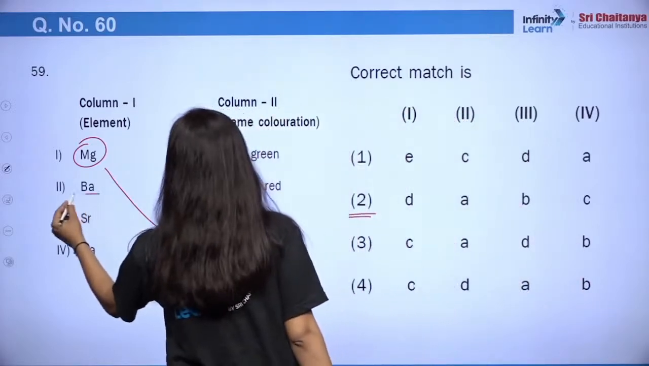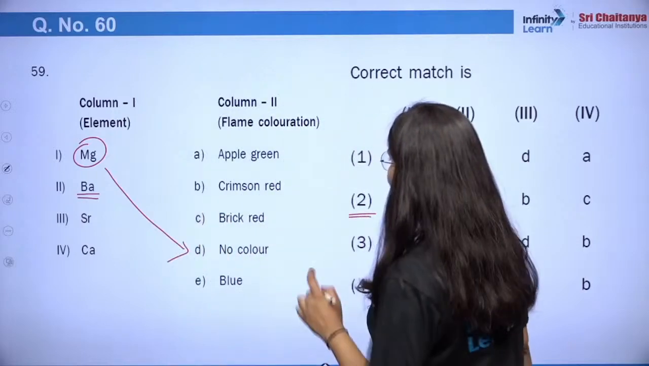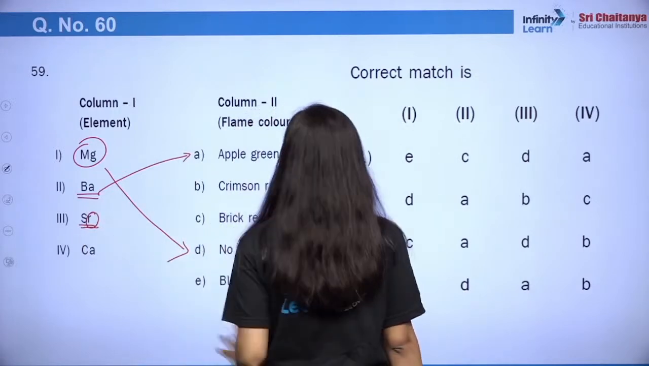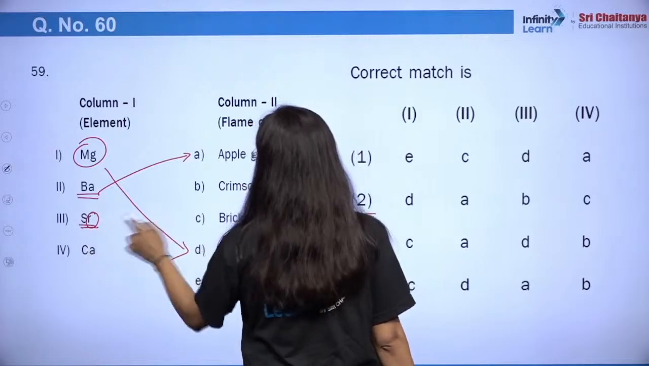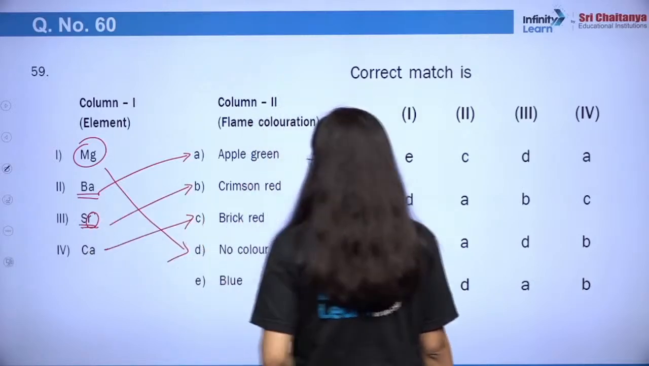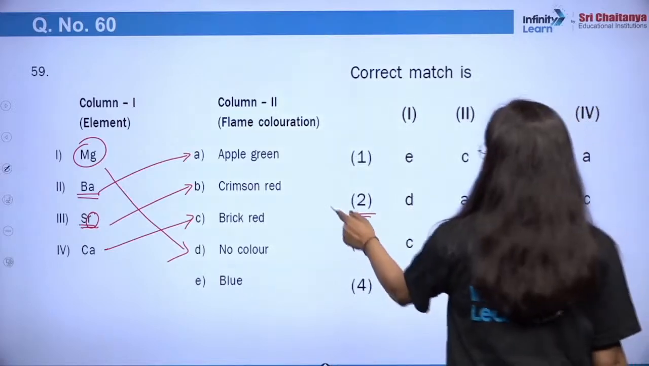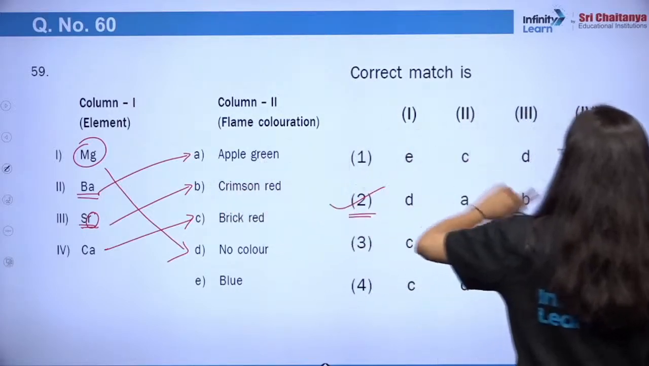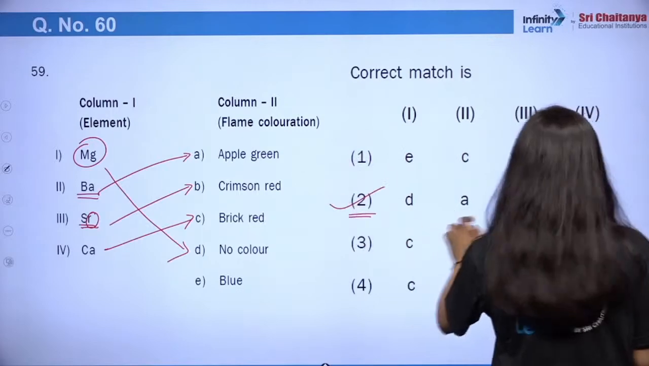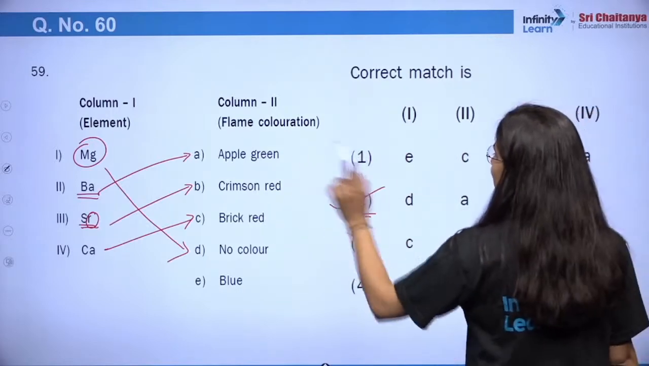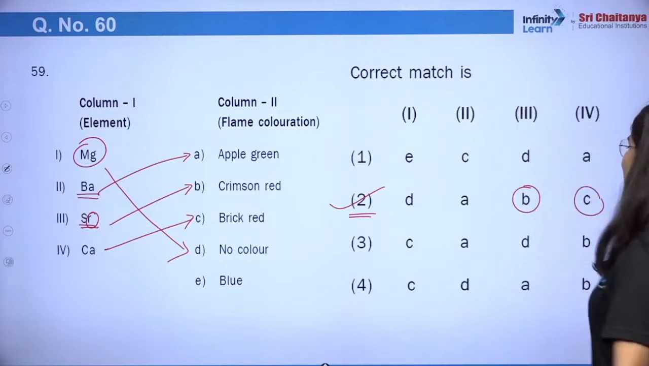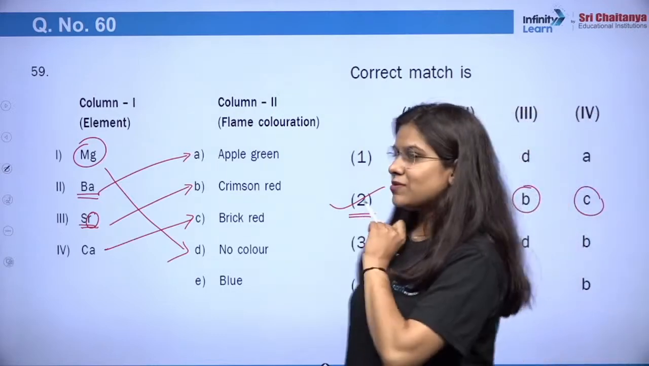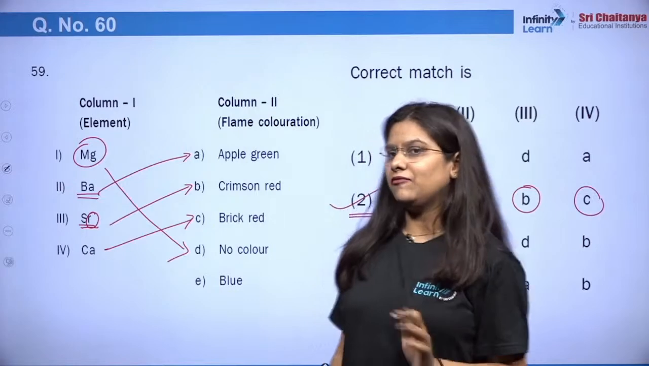Next, barium. Barium is showing apple green color. Strontium, R for red, so it is showing crimson red, and calcium will show brick red. Now, what is the option? Option is D. Let's see. 1 for D, no color. 2 for A: barium is showing a very good green color. Third, B: crimson red, and calcium, brick red. So my answer is option number 2. Remember this, magnesium does not give any color in the flame test.